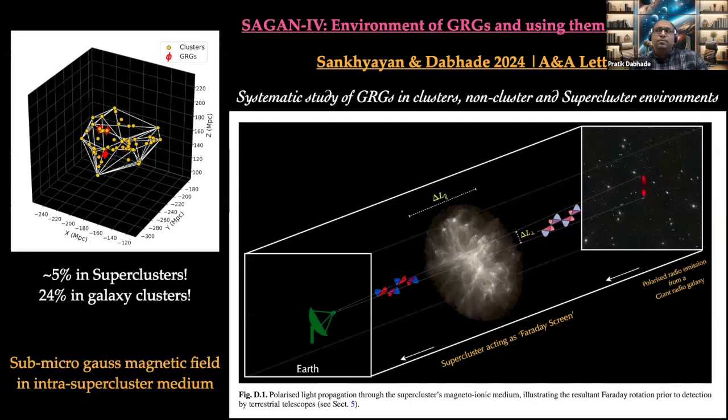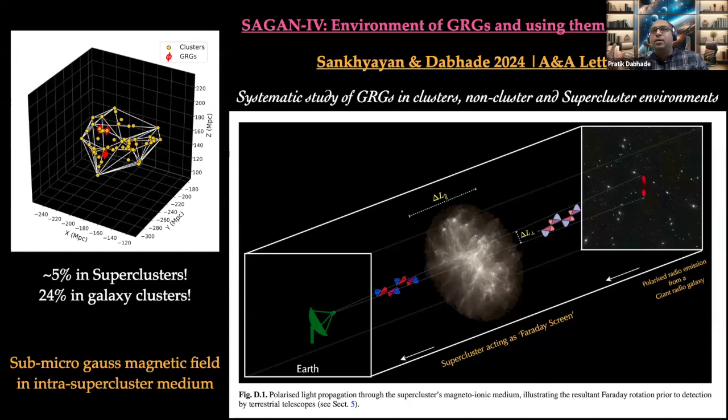So now I'll come to one of the very exciting results which we found in recent times. To begin with, we started to probe the environment. We had better galaxy cluster catalogs and supercluster catalogs. So we asked ourselves, let us check what are the different environments in which GRGs grow. We started with the supercluster catalog.